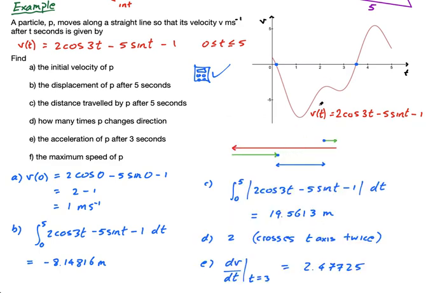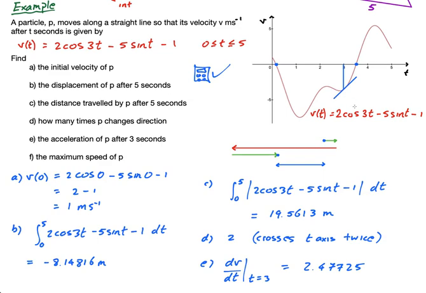2.47725. Now what that's telling me is the acceleration when t is 3. Now here's when t is 3. What is the acceleration here? The acceleration is the rate of change of the velocity, which is actually the gradient. It's the gradient of the curve at that point.